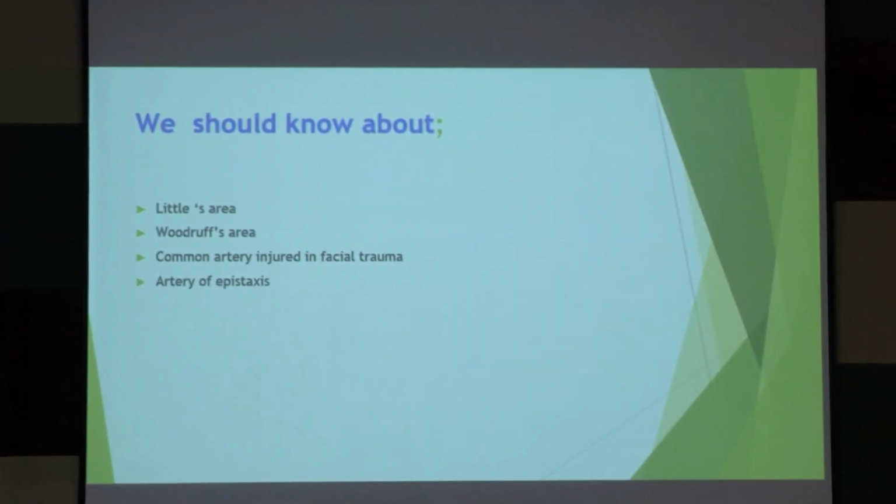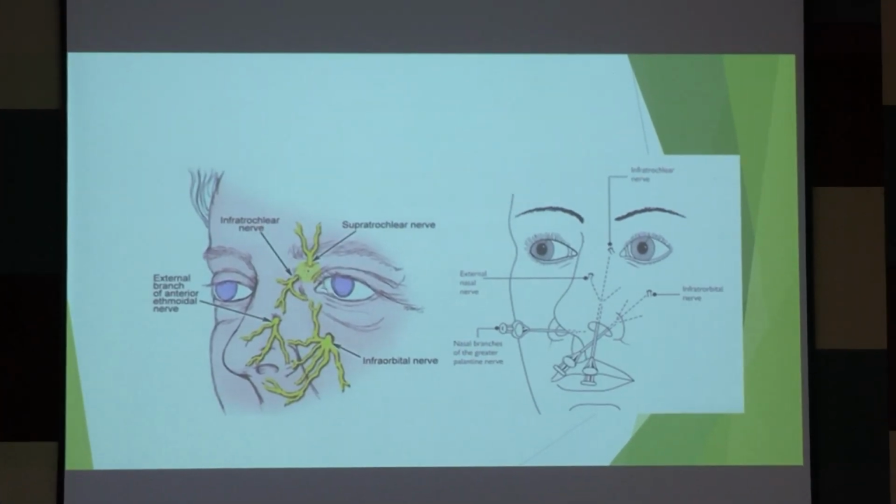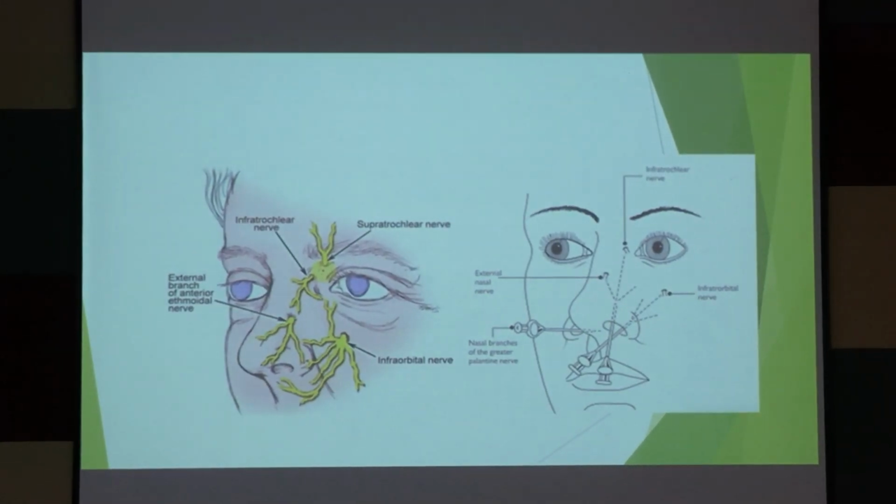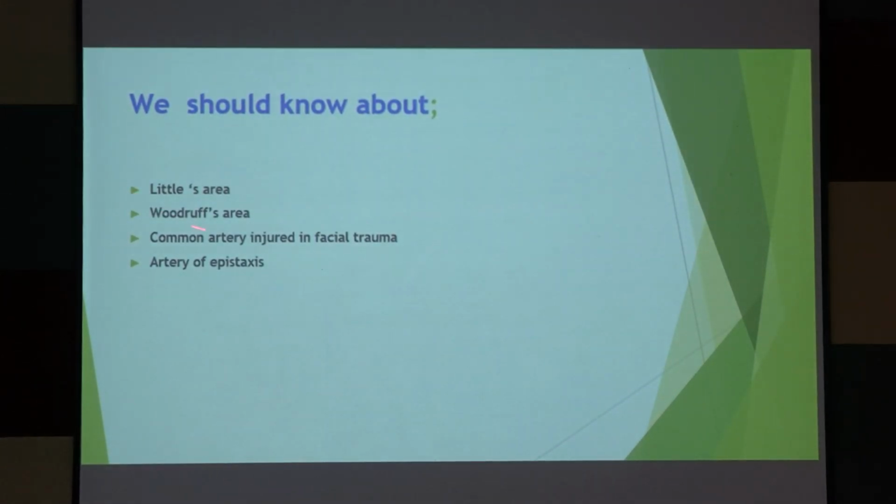Vision is a shared one, mostly dealt by the ophthalmologist. Little's area, do you know it? The other day I was teaching nasal septum and blood supply. This is the area from which most of the bleeding occurs. It's a network of vessels. What is the blood supply of the nasal septum?